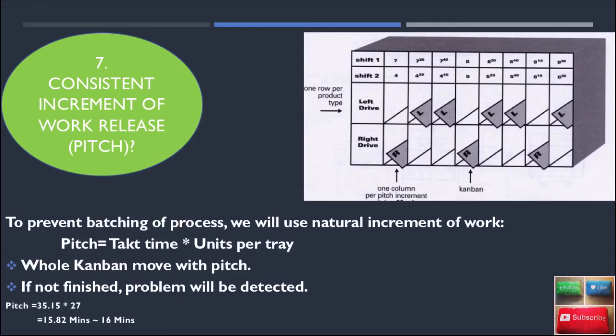This is like a small time slot for production. We have to determine the pitch in 7 steps. Also, if the kanban is not moving within this pitch time, then we can find that there is a defect in our production or something wrong is going on there. So we can even control our production with the pitch time.